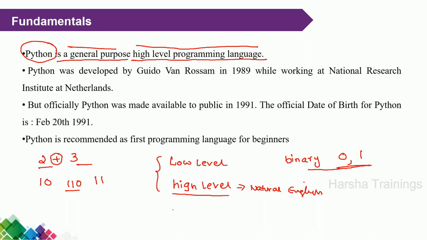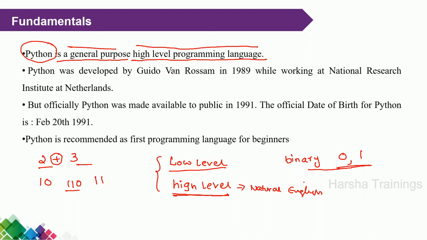Now, here we have some additional things also. We are writing our program in a high level language, but the computer understands only low level language. Then how is the conversion possible? We will discuss this in the next slides, whenever we come to the concept of features.